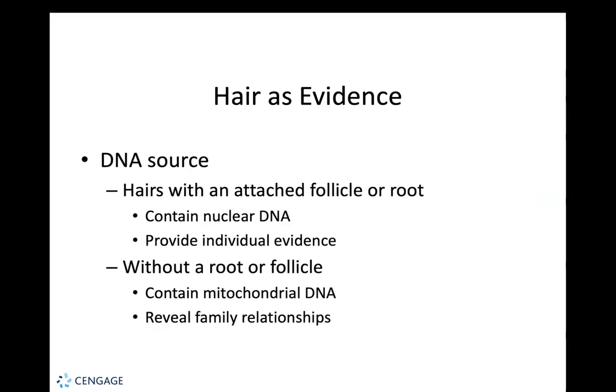Hair, because it is composed of human cells, does have a DNA source. Hairs with an attached follicle or root can contain nuclear DNA, and this can actually provide individual evidence in a crime scene. Without a root or follicle, it will contain mitochondrial DNA. Now, although mitochondrial DNA will not necessarily point to one particular individual over another, it does reveal family relationships, and it could still be a valuable piece of information.